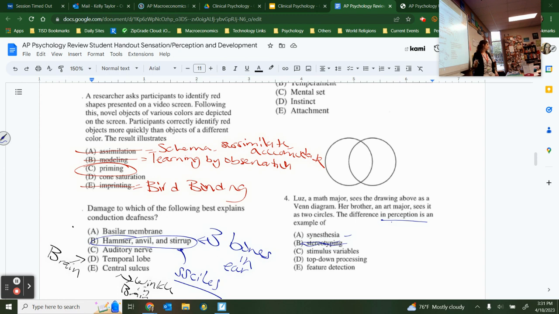Synesthesia. Does anyone remember what synesthesia was? Something to do with hearing colors. Yeah, you taste colors or you hear smells or whatever. Blue tastes really good. You don't have synesthesia.